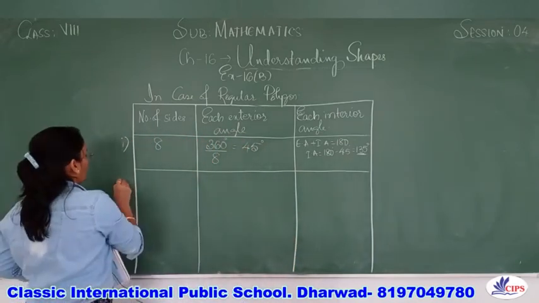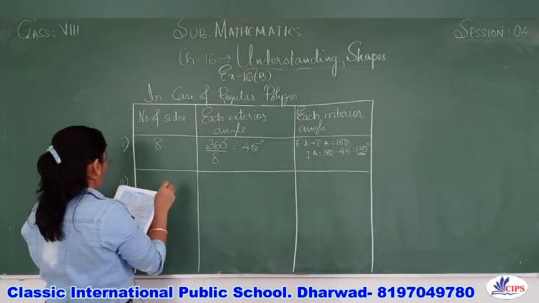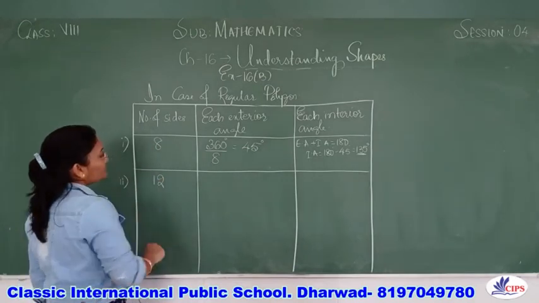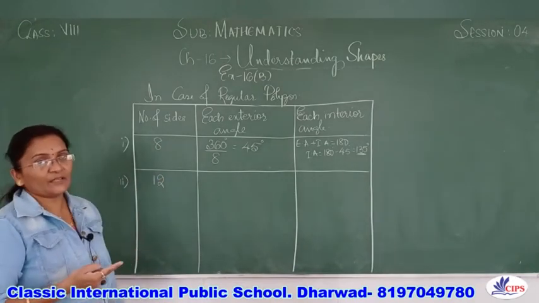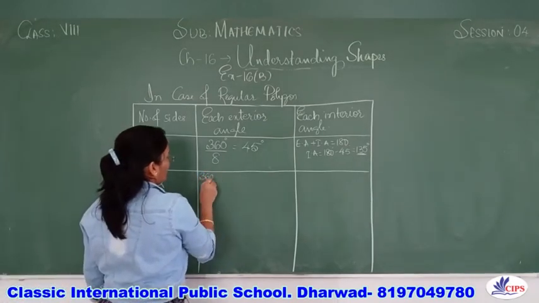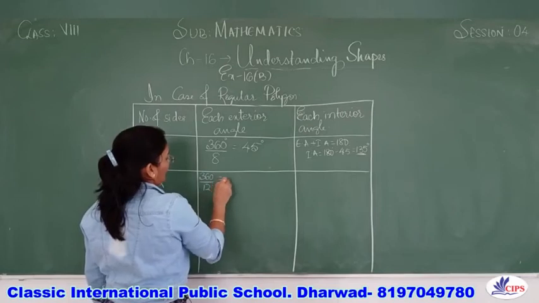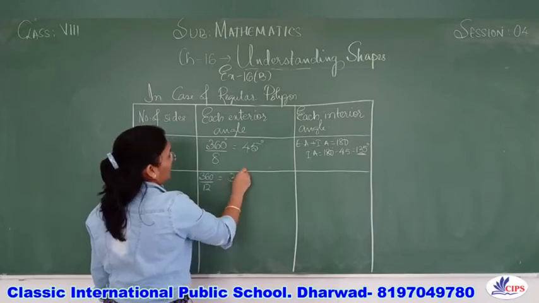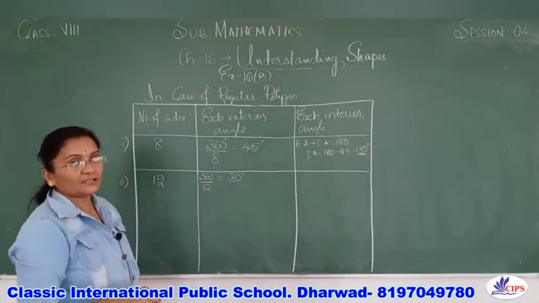Next one, again they have given you the number of sides, that is 12. How to find the measure of each exterior angle? Divide 360 by 12. What is 360 by 12? 360 by 12 is 30 degrees. So the measure of each exterior angle is 30 degrees.